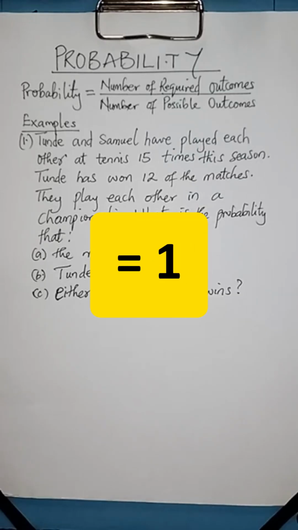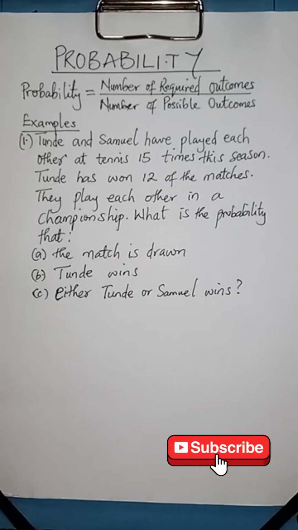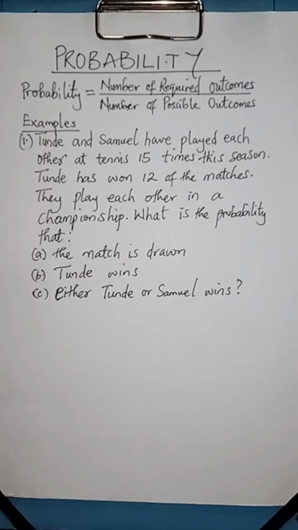Now let's look at the example we have on the screen. Here we have Tunde and Samuel, who have played each other at tennis 15 times. Tunde has won 12 of the matches. They play each other in a championship. Now the question is, what is the probability that A, the match is drawn, B, Tunde wins, and C, either Tunde or Samuel wins?